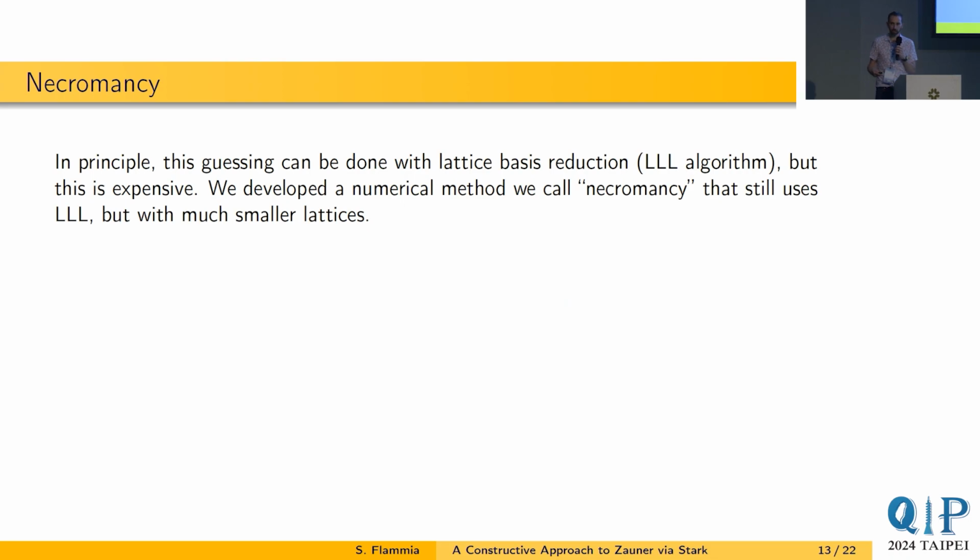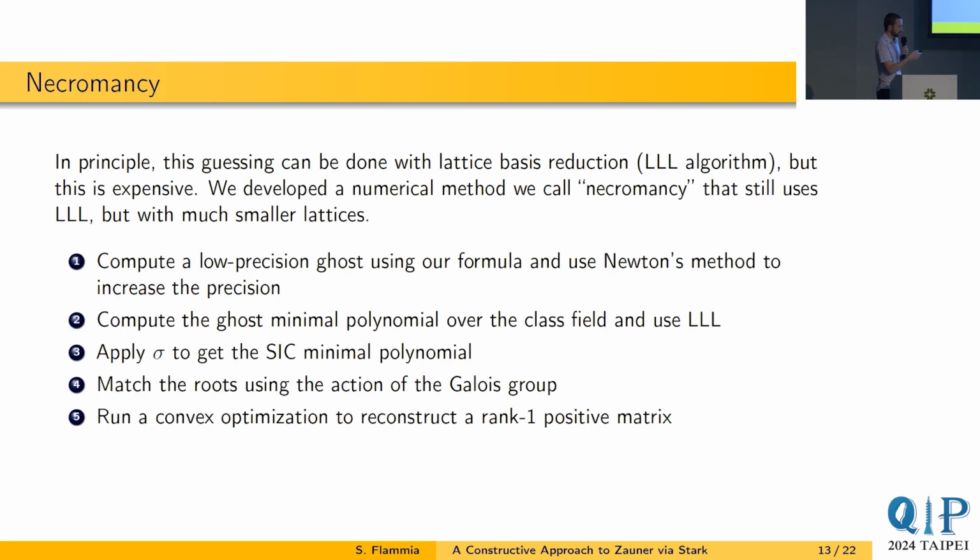So this is basically what we do. We use integer relation algorithms or lattice basis reduction, like the LLL algorithm, the Lenstra-Lenstra-Lovász algorithm. So we could just do this directly, but we developed another method, and this is what we call necromancy, that uses LLL, but it works on much smaller lattices. And the recipe is roughly we compute a low precision ghost from this transcendental function evaluation, and then we use Newton's method to increase the precision. We know roughly how much precision we need from the Stark conjectures because we know what the degree of the number field is that we're trying to round into.